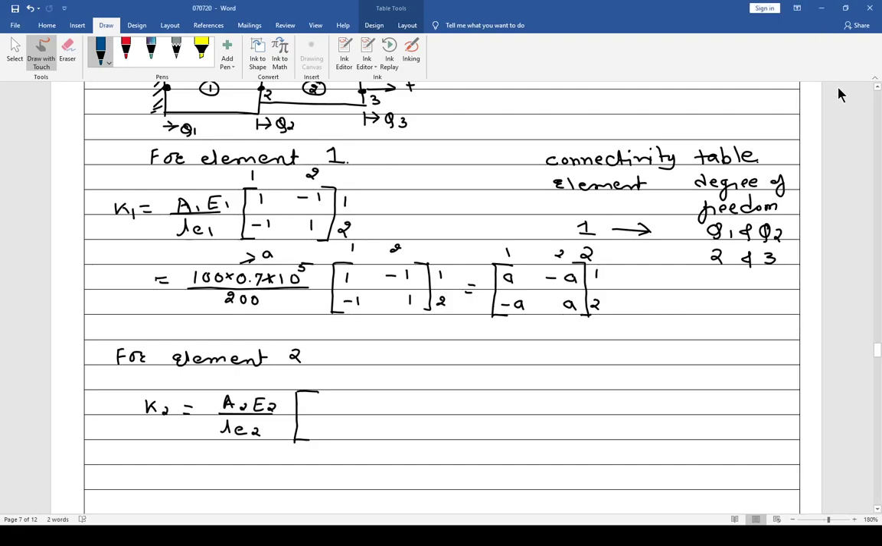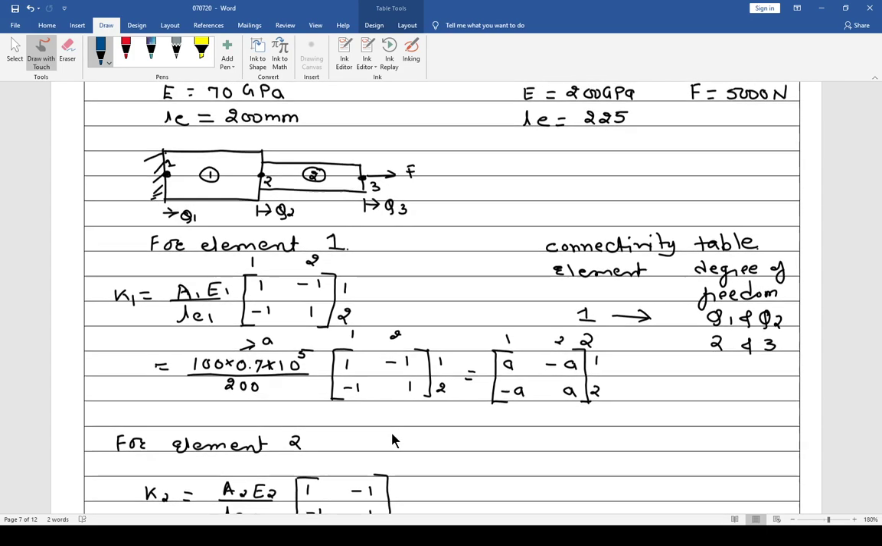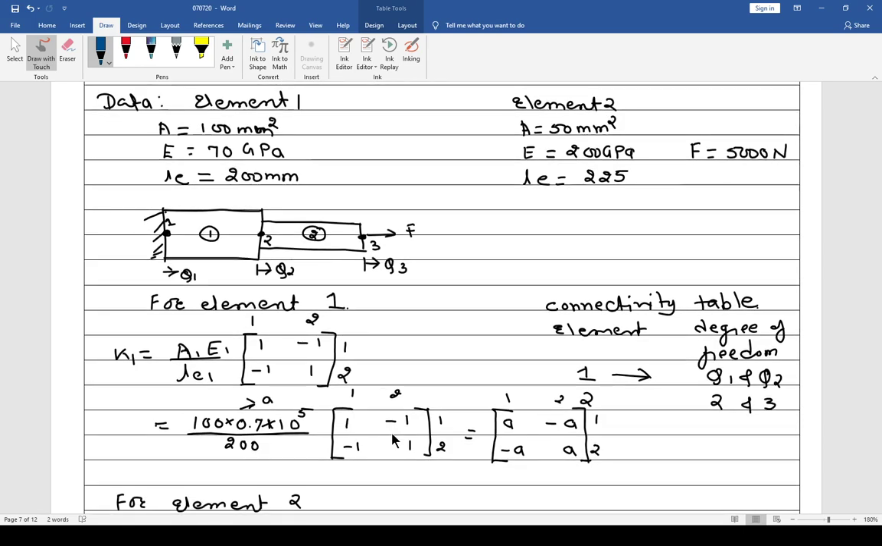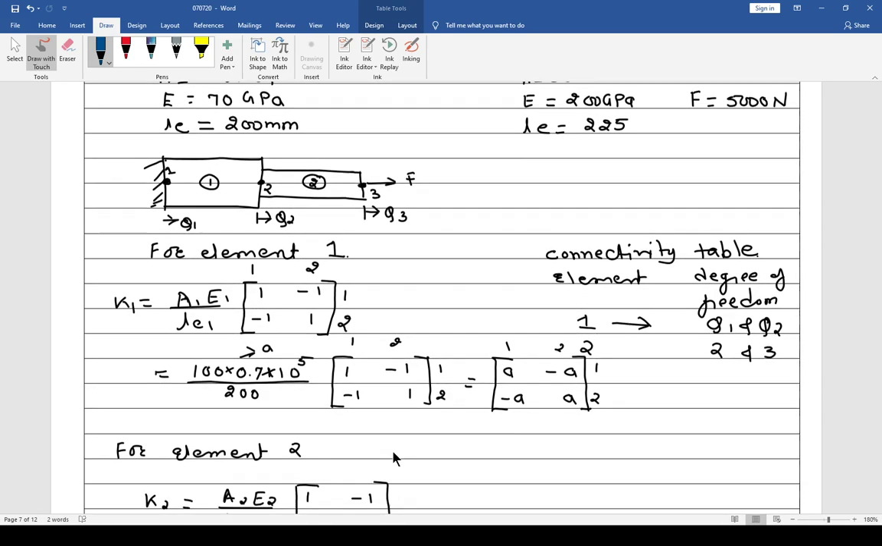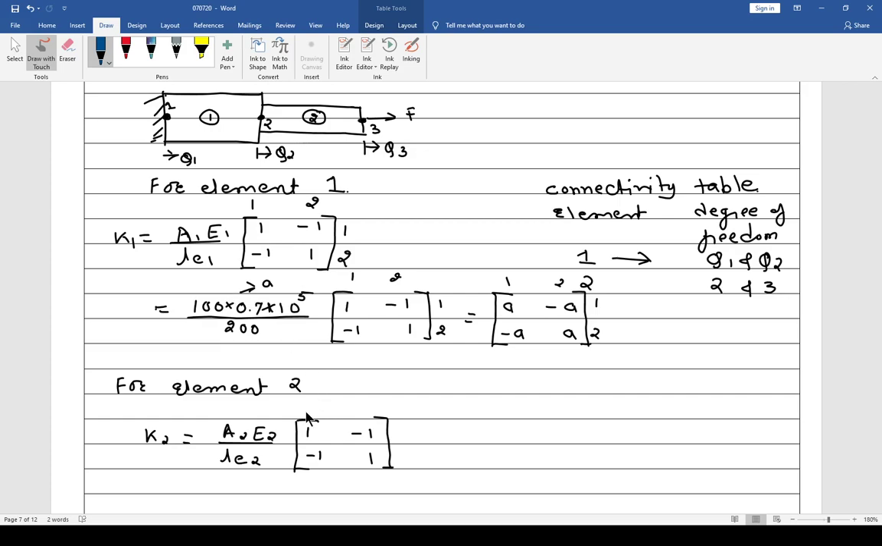Okay, so here in this case it is 1 minus 1 minus 1 1. So A is 50, 200, 225. The row indices from this are 2 and 3, so therefore 2, 3, 2, 3. Element 2 is connected to 2 and 3, so you can see Q1 and Q3, so element 2 is connected. That is how I got this.